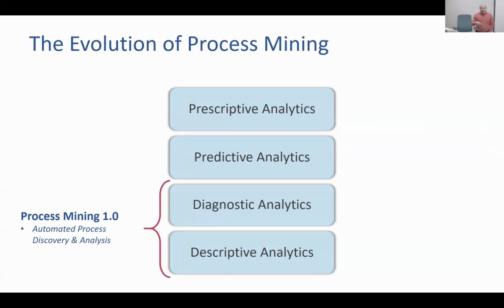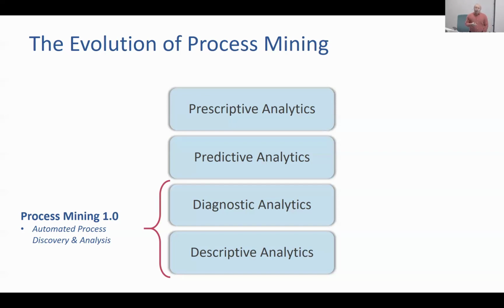How much time does it take? How often do we get a response, etc.? They are very descriptive questions. The next layer of analytics after descriptive analytics is diagnostic analytics.